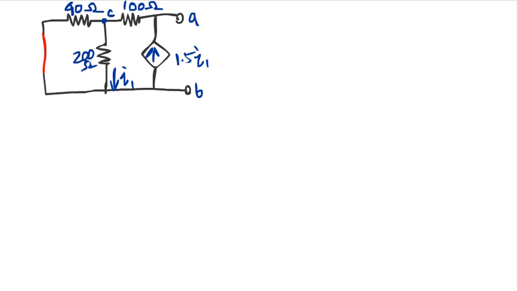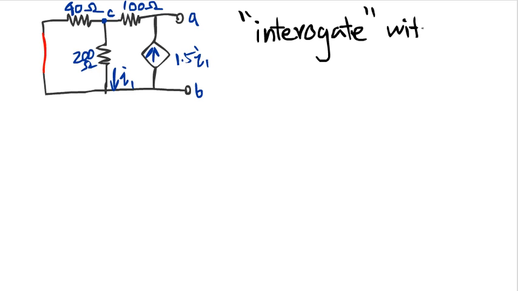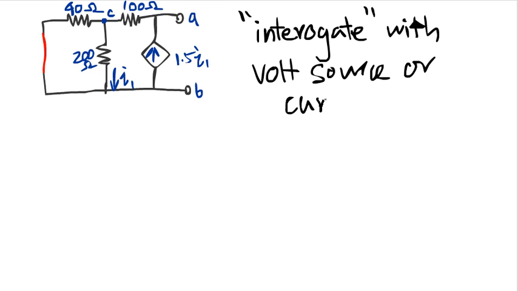Now the standard procedure is to reduce the resistors into a single resistor, and that way we can find out what the RTH is. However, in this case, it's not so simple, because if we were to reduce all the resistors, then we would be hiding the I1, and we would have a problem with this dependent source. So the way to find the RTH is to interrogate the circuit with either a voltage source or a current source.